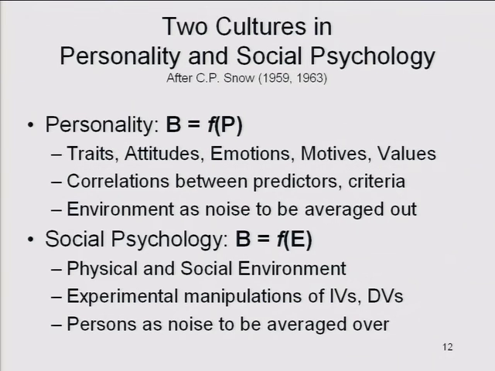But the point is that traditional personality psychologists always explain behavior in terms of some feature, some psychological trait of the person. And they consider the environment as noise to be averaged out. Friendly people tend to behave in a friendly manner no matter what situation they're in. The environment is noise. The signal is the trait of friendliness.